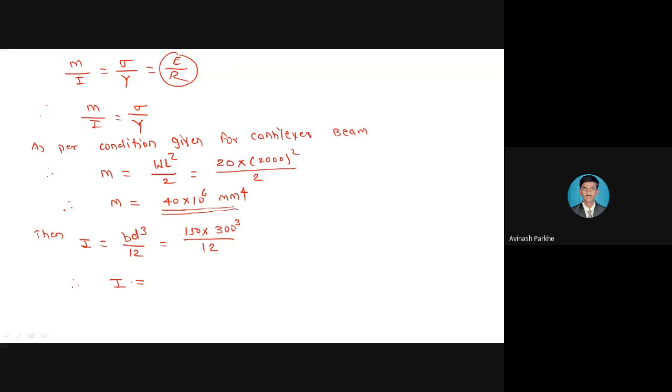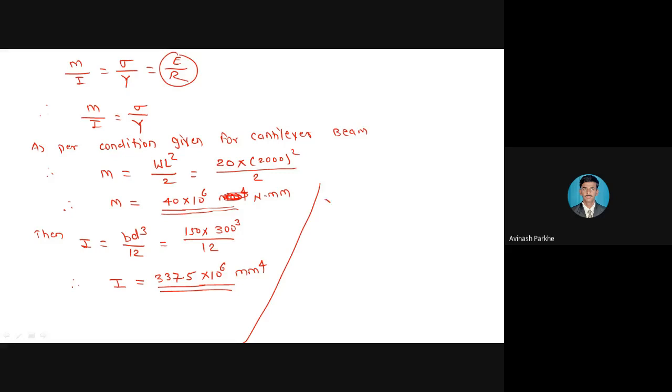Yes, 337.5 into 10 raised to 6. Please check your answer. 337.5 into 10 raised to 6. Sorry, here the unit of the bending moment is Newton mm, and the unit of the moment of inertia is mm raised to 4. Moment of inertia, simple formula for the rectangular section, BD cube by 12.